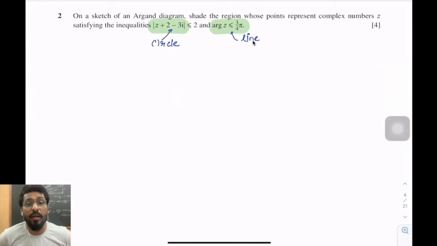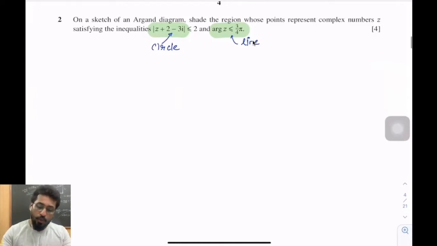The question paper had a clear instruction that you should be showing all the necessary working. So please write your steps. Look at what the steps are going to look like. So I have modulus of z plus 2 minus 3i less than or equal to 2.